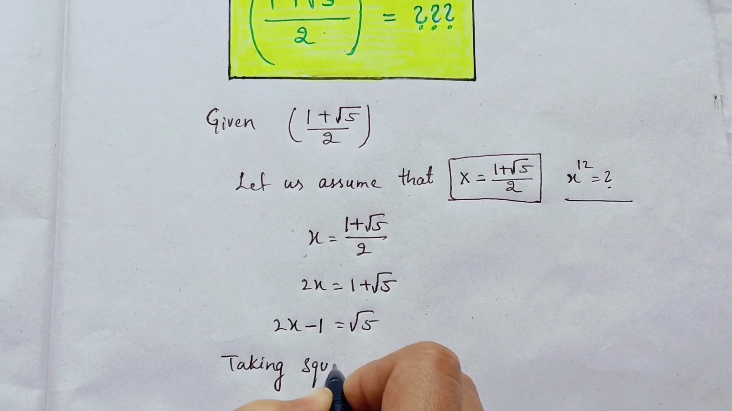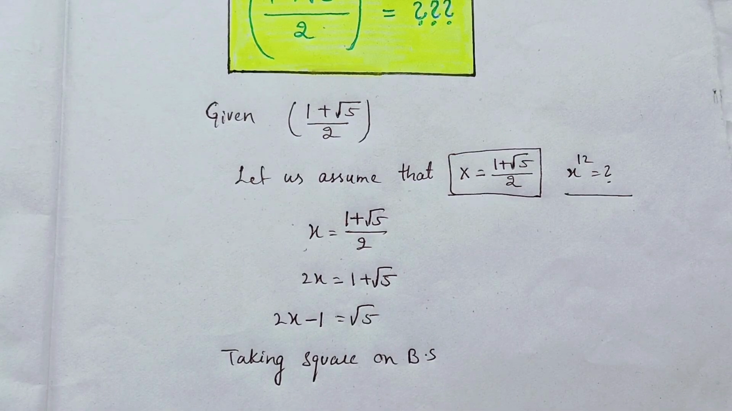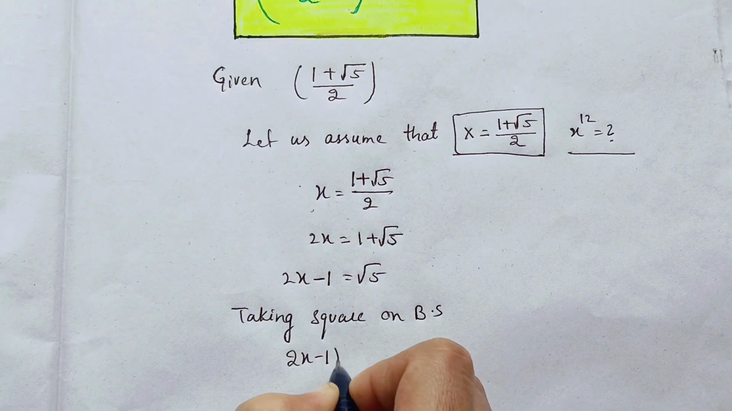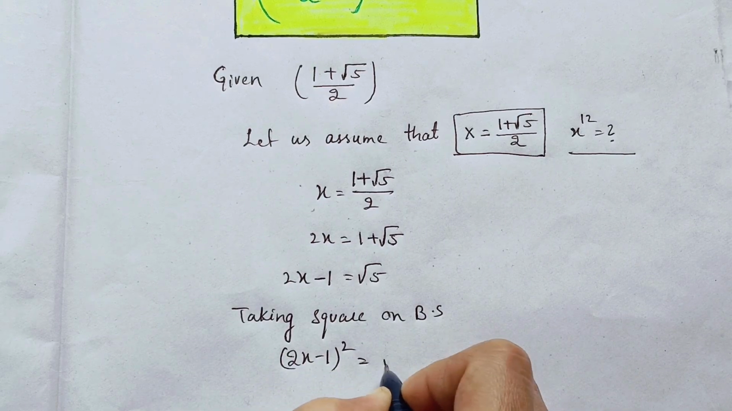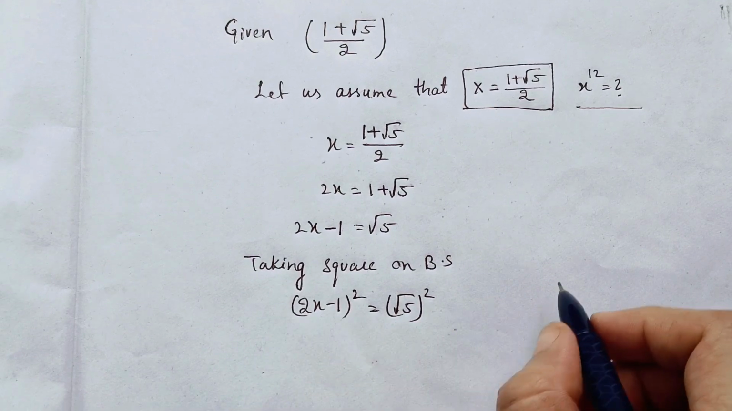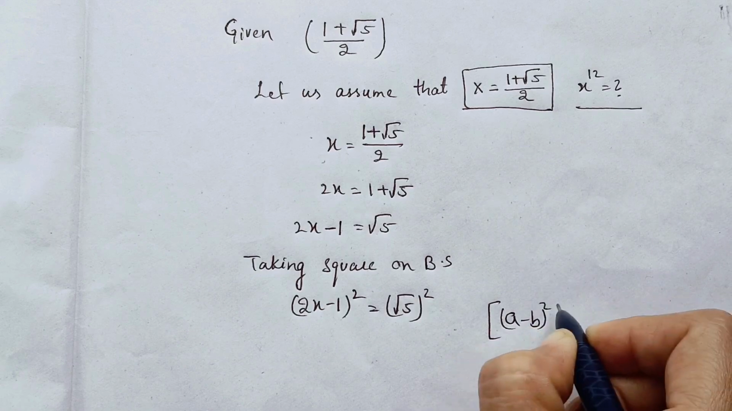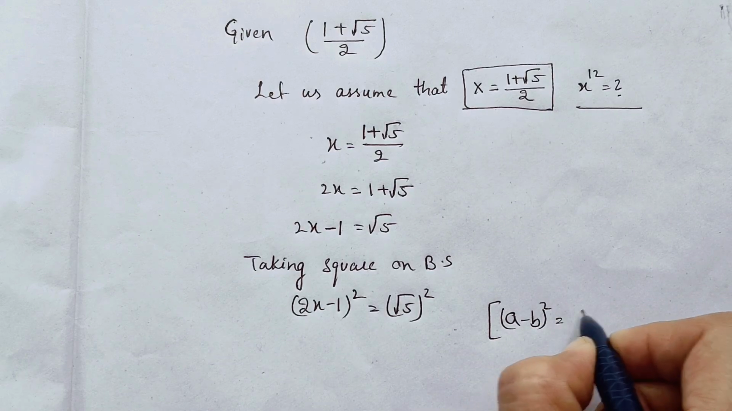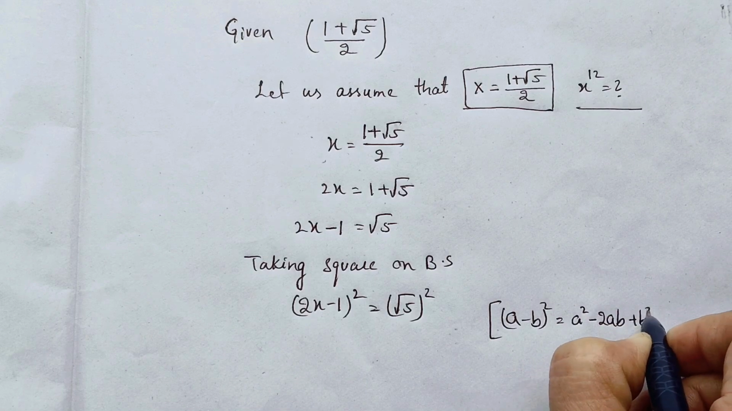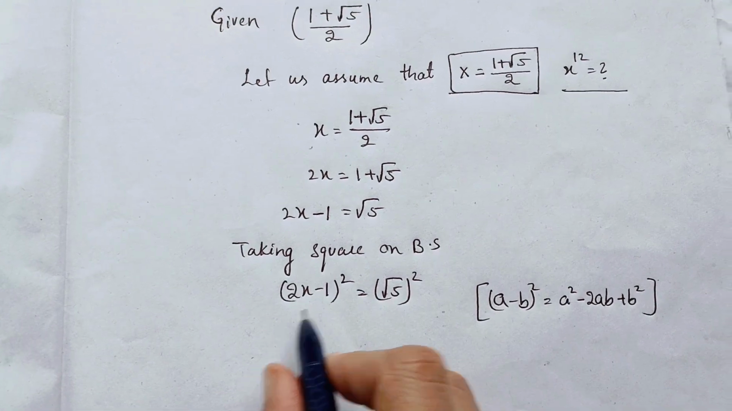Taking square on both sides, we get (2x minus 1) whole square equal to (square root of 5) whole square. This is in the form of (a minus b) whole square. What is the value of (a minus b) whole square? A square minus 2ab plus b square. According to this formula, we are going to expand this.